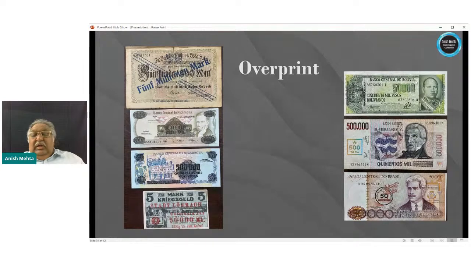Then the other overprint which happens is you have a hyperinflation situation and you have moved out of it now. So again, you do not have time to print new notes. So what would you do? On the existing note of a higher denomination, you will overprint it with a much lower value and the note will now be used for a much lower value. Like you see here, 50,000 has been converted to 1, 500,000 has been converted to 500, 50,000 has been converted to 50 by different countries. You have Argentina, you have Brazil. So there are so many countries who have done this process.